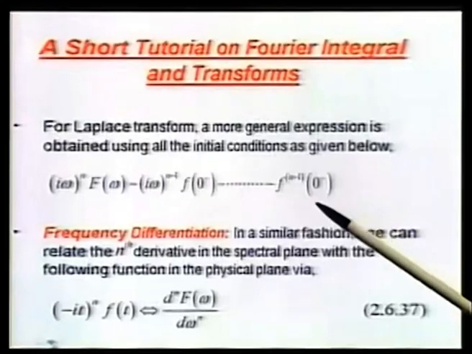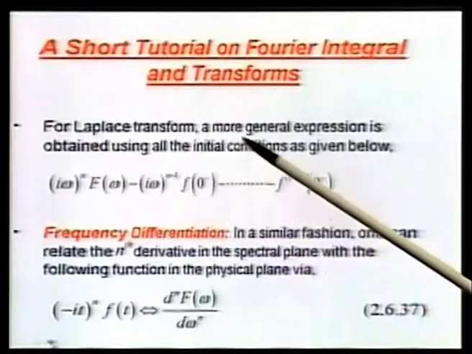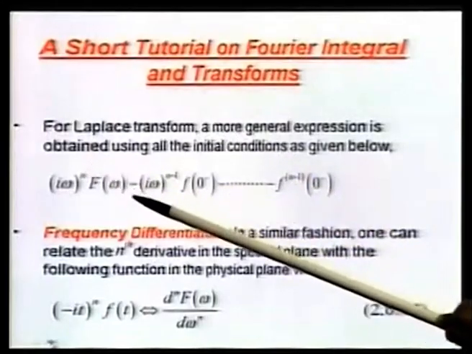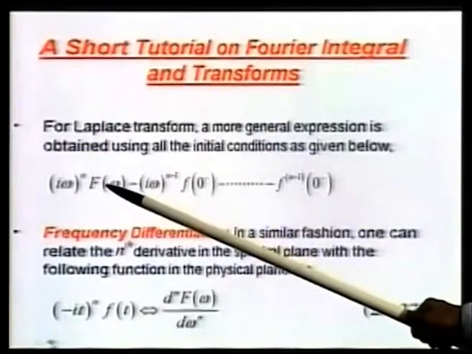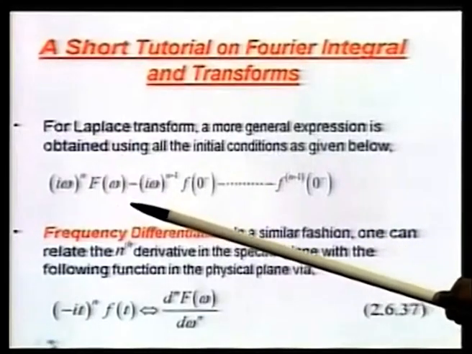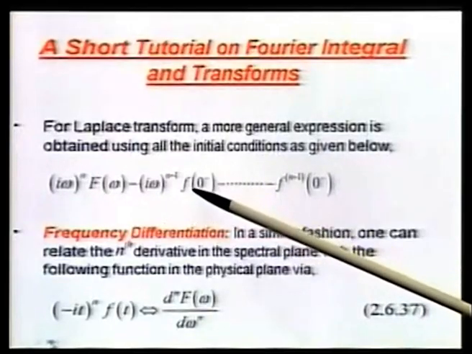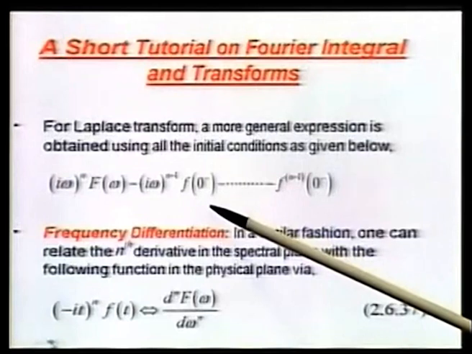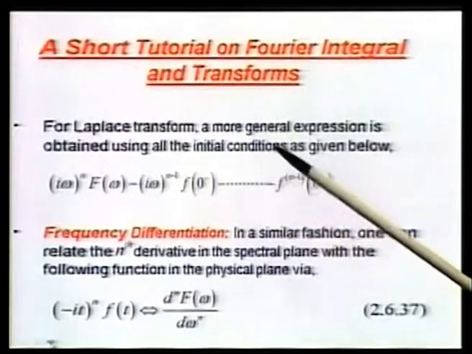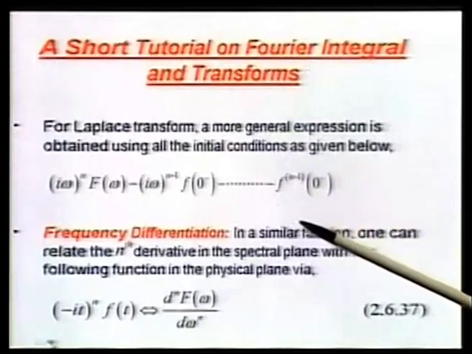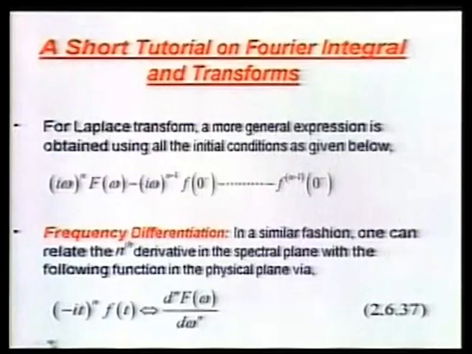So, in the Fourier case we can do this, but for Laplace transform what happens? We need to worry about all kinds of initial conditions. They are all given here, this is what we had. Now, you have to add the function itself at t equal to 0, then you will have the first derivative, the second derivative, all the way up to the n minus 1th derivative evaluated at the origin.